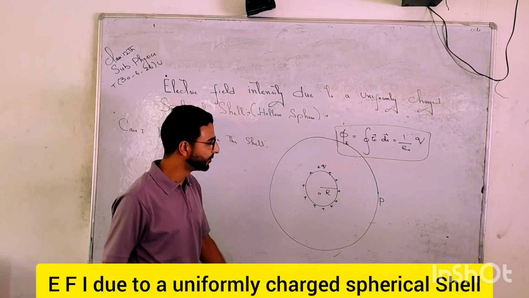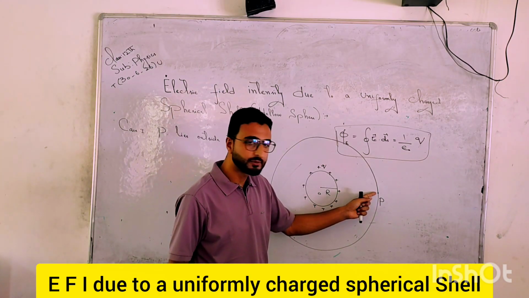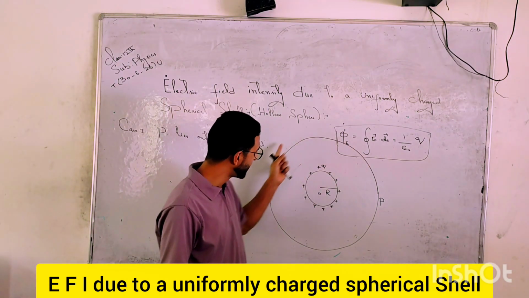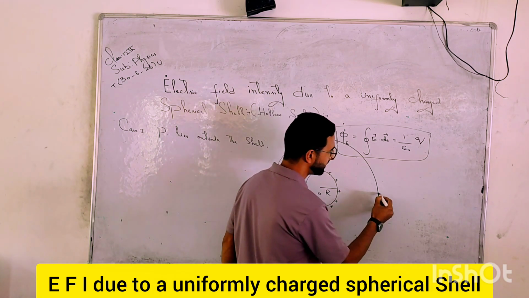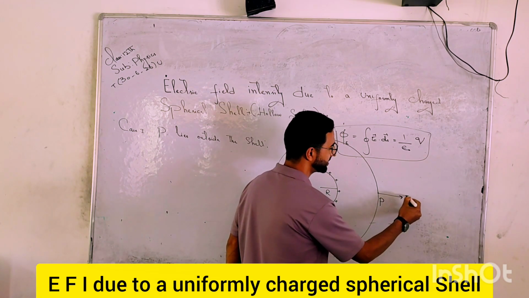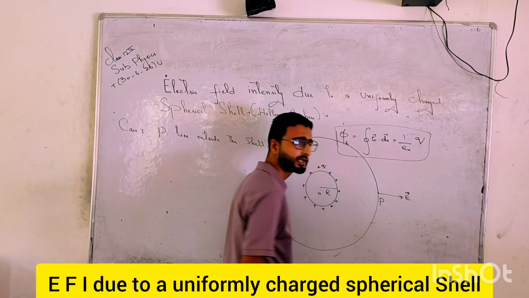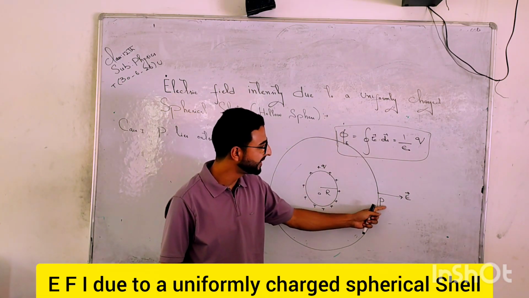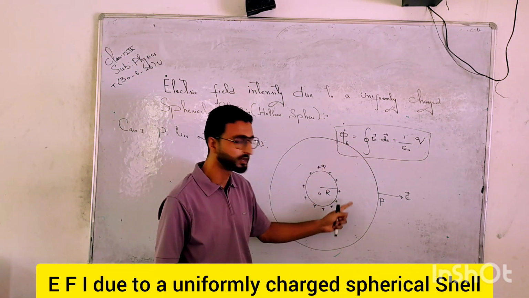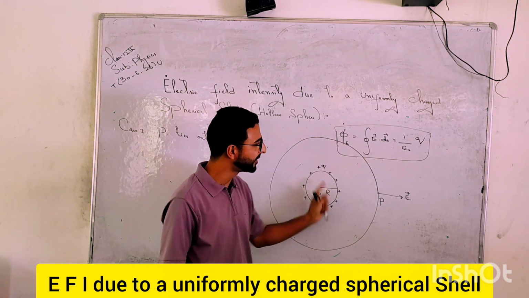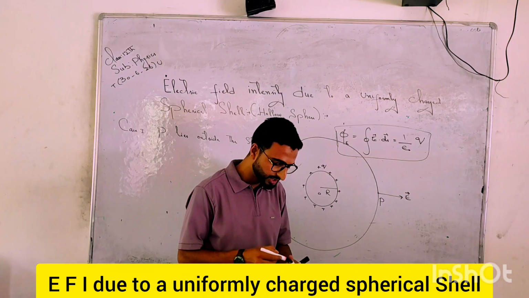And you already know by symmetry the electric field intensity at every point on the Gaussian surface is the same, and the electric field is normal to the Gaussian surface. So this will be the electric field intensity at point P, whose magnitude is constant, uniform here at every point on the Gaussian surface, and at every point it is normal to the Gaussian surface.